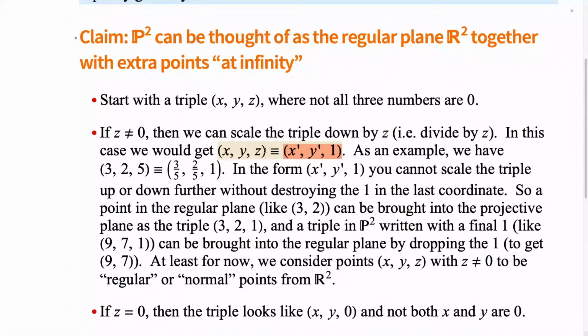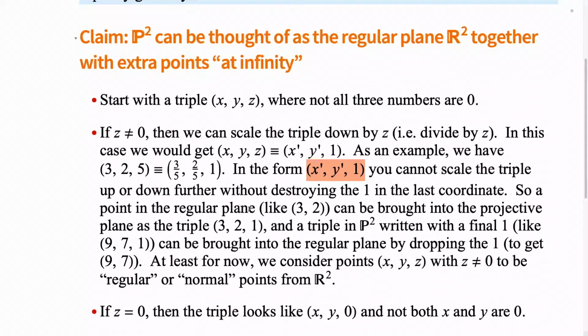When you divide by z, that's going to force that last coordinate to be 1, and it'll probably change the x value and the y value. As an example, if you have the ordered triple 3, 2, 5, the last coordinate's not 0, so you can divide by 5. We're going to consider that to be the same as 3/5, 2/5, and 1. In that form, x prime, y prime, 1, there's no way to scale this triple up or down any further without destroying the 1 in the last coordinate. So we tend to think of this as the standard form for the type of triple where the last part's not 0.